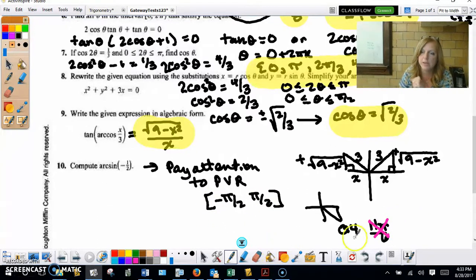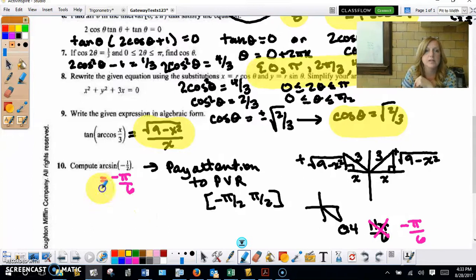You have to think of it as a number line. So the coterminal angle to 11 pi/6 that is in the right window would be -pi/6. So this answer is -pi/6. And those are all of your trig review from your gateway tests.